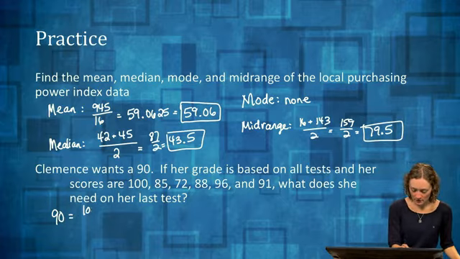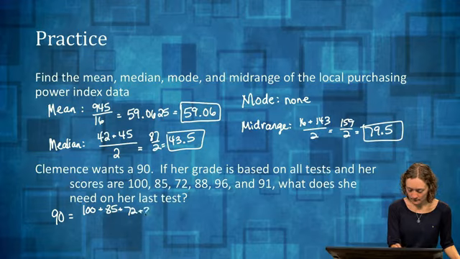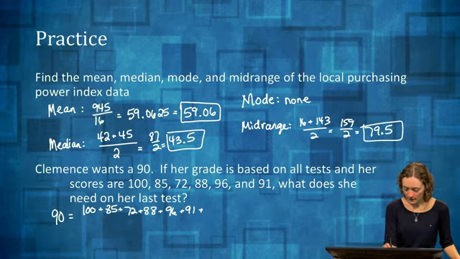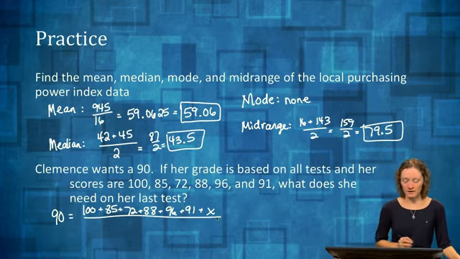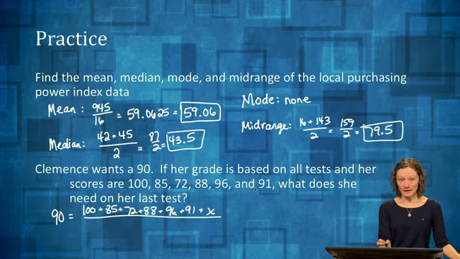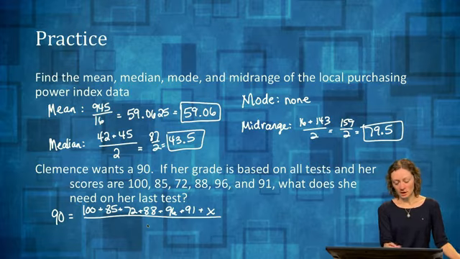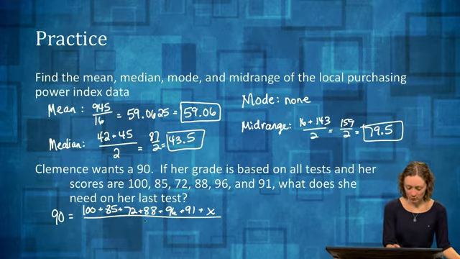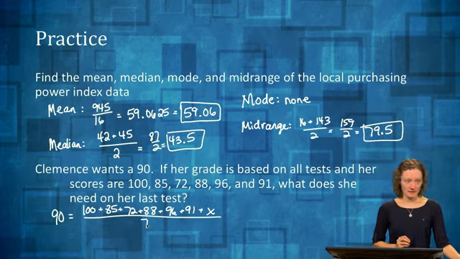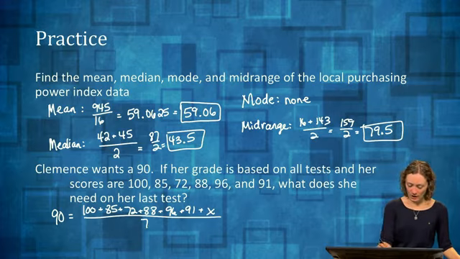So she's shooting for a 90, and it's based on all tests. Here are the scores she's already earned. And there's one more she has yet to take. So what will we divide it by? She's already taken 6 tests, so should we divide by 6? No, 7, because we're going to have one more test in the mix. So dividing by 7. So we can get rid of that division by multiplying each side by that 7.